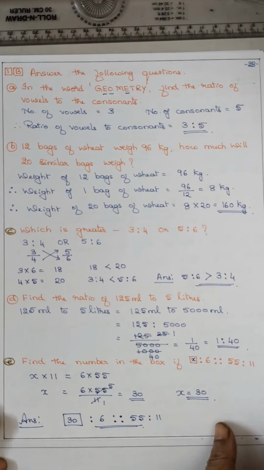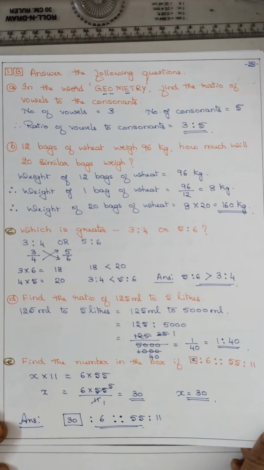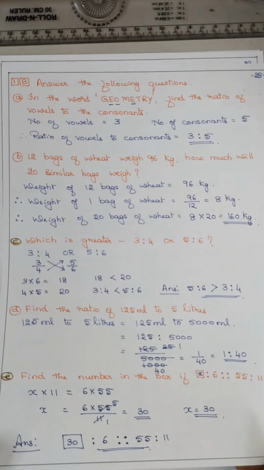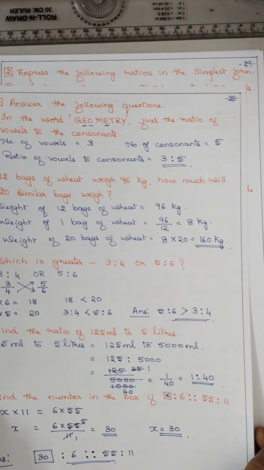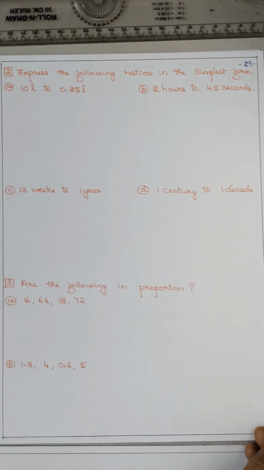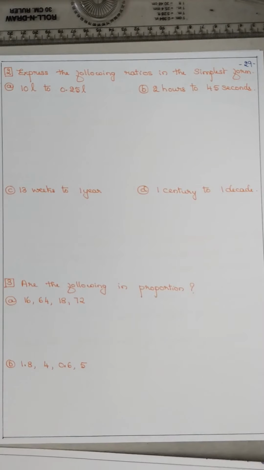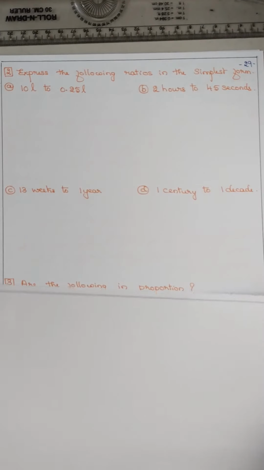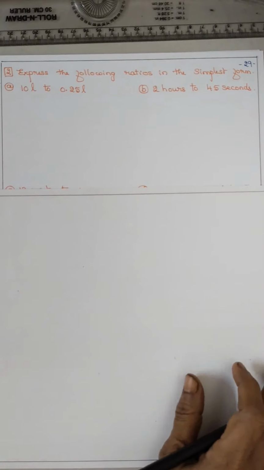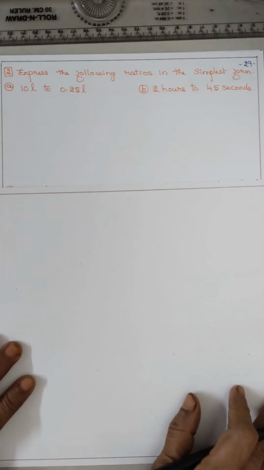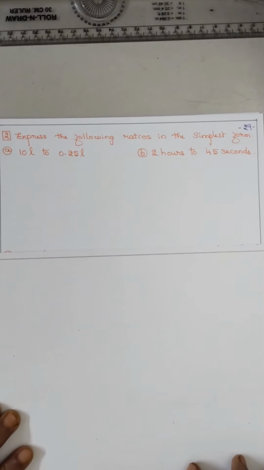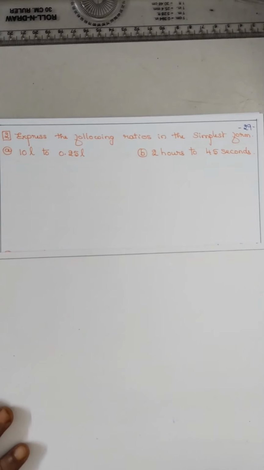So we have completed question number 1, A and B sections. Hope you are confident with these sums. Now coming to question number 2. Express the following ratios in the simplest form. So it is 10 liters to 0.25 liter. Both are in liters. The units are same.